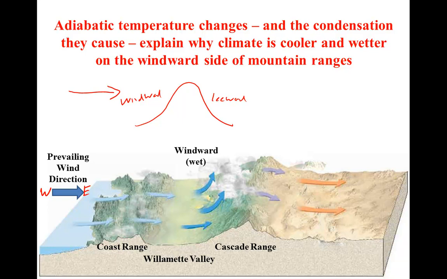As air moves over Oregon, it rises over two mountain ranges, the coastal range and the Cascades. Each time it's forced to rise, as it encounters that topographic obstacle, causing air to cool and condense on the windward side of each of those mountain ranges. This is where most of the precipitation occurs. Again, on the side of the mountain ranges that faces the prevailing wind direction.